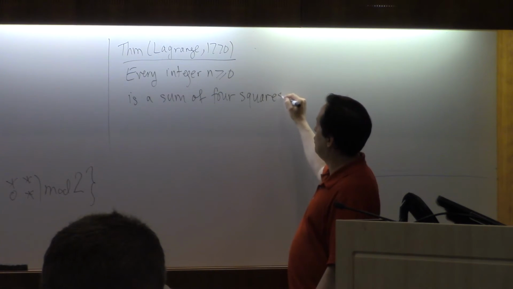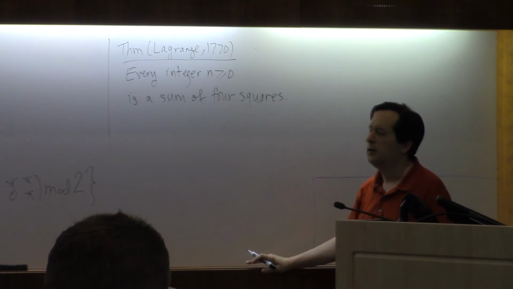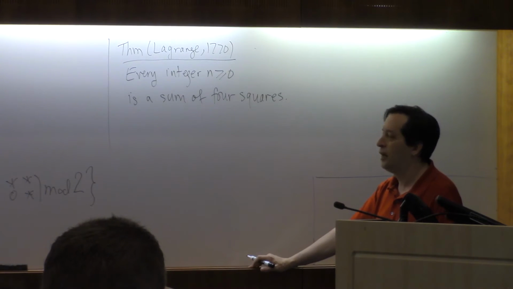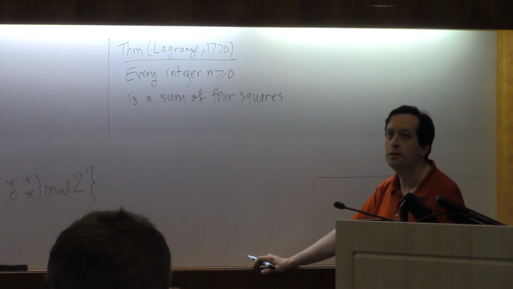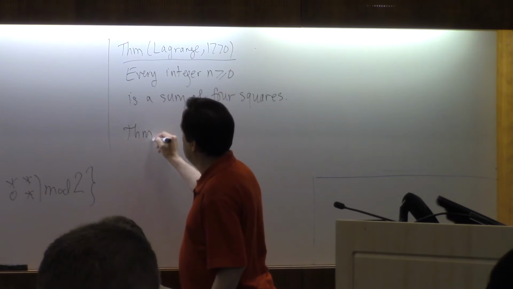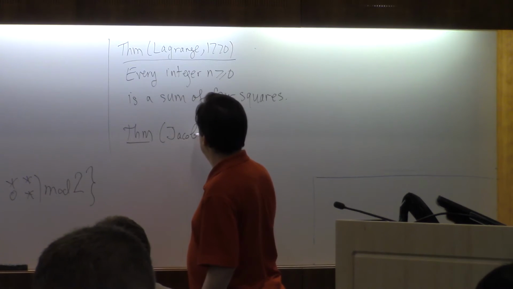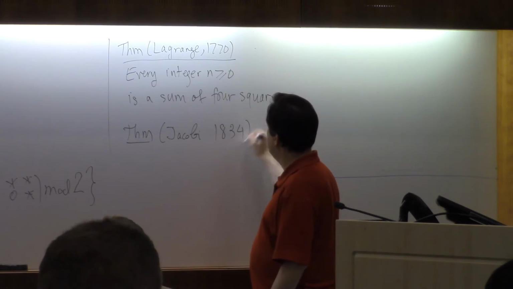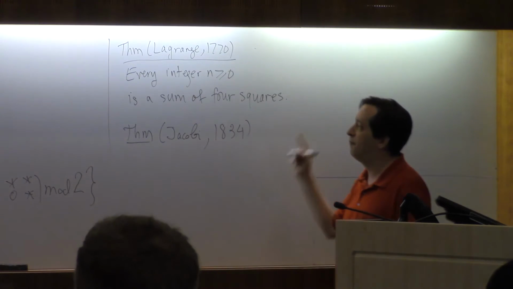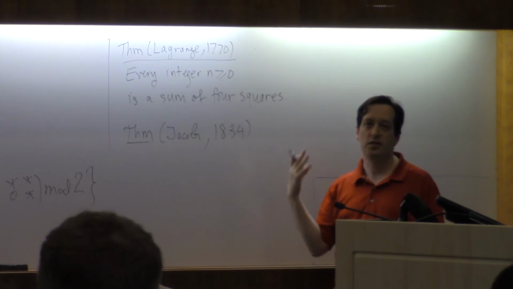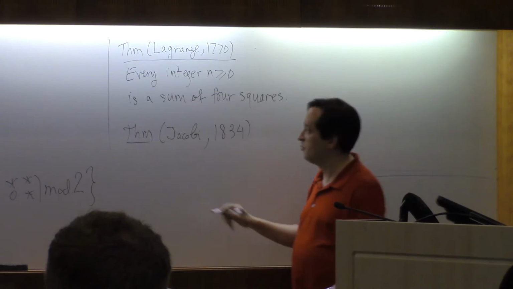This had been conjectured long before Lagrange. I believe Fermat had conjectured this. But Lagrange was the first one to prove it, and the proof was not constructive. He showed that it could be done, but there was an improvement later. Jacobi, in 1834, went better than this and gave a formula for the number of ways to write an integer as a sum of 4 squares. The formula is manifestly positive, so it's a quantitative improvement.